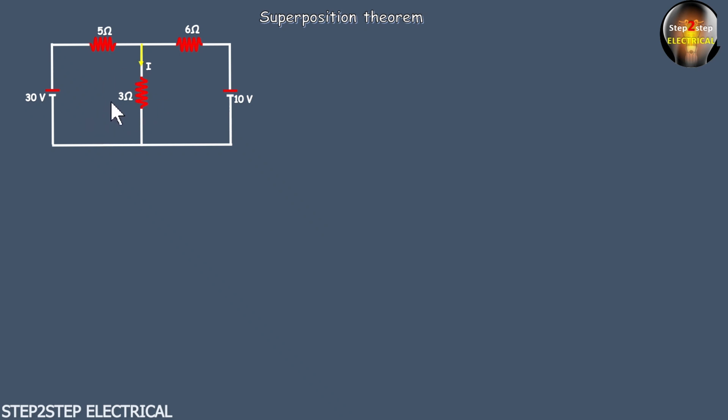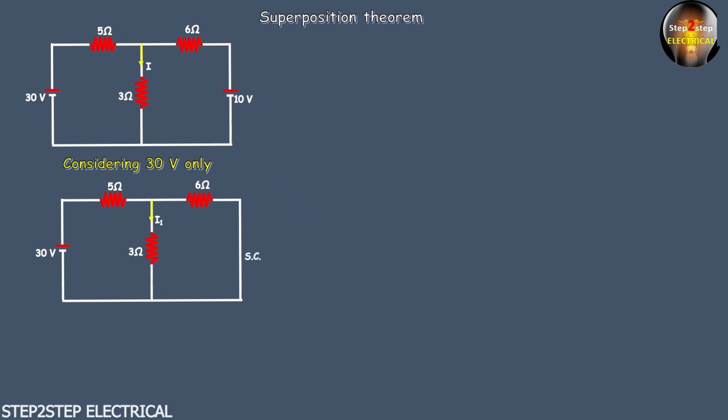So what we have to do? According to the superposition theorem, first of all, we have to consider only one active source at once and then replace the other active source by its internal resistance. We all know that if the active source is a voltage source, then we replace it by its internal resistance, that is short circuit. So after considering this 30 volt only, the circuit is going to be like this. This 10 volt is replaced by short circuit to make two terminals.